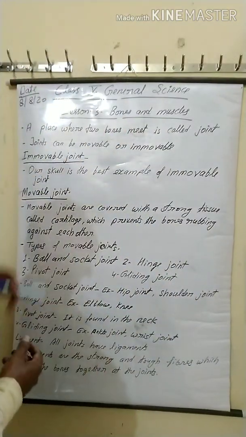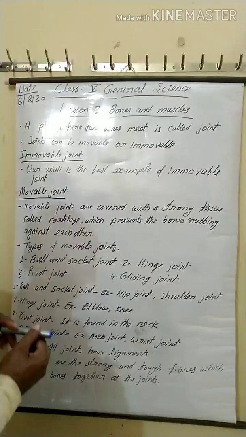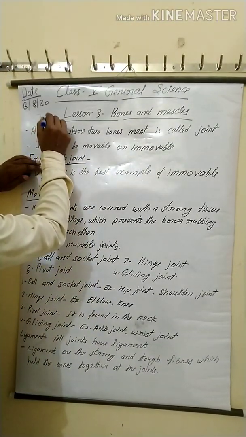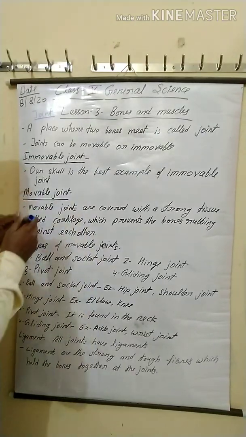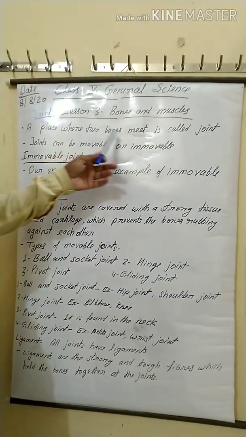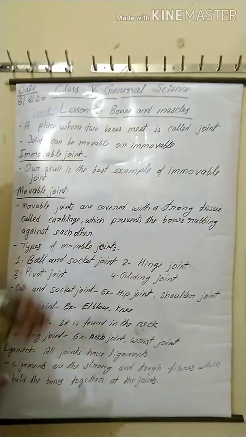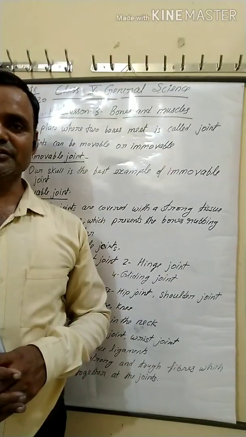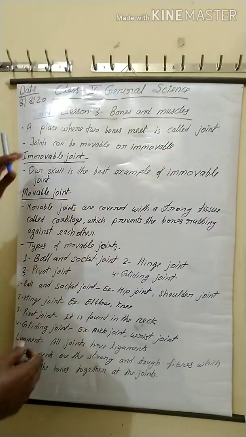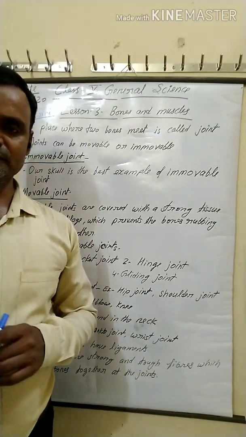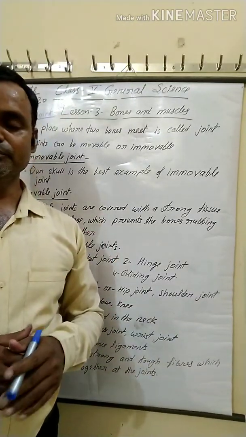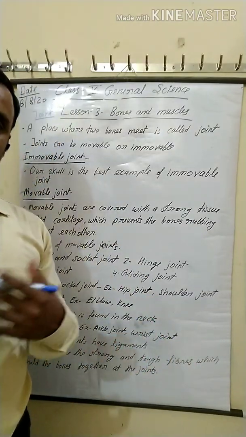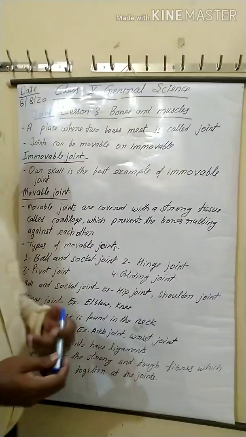Okay students, see here, lesson 3, bones and muscles. Today we will discuss joints. The first topic is joint. A place where two bones meet is called a joint. Joints can be movable and immovable, which means some joints are fixed and some can move.